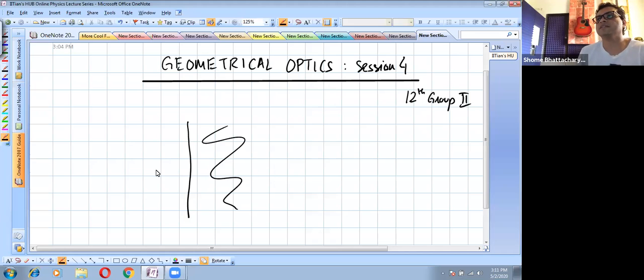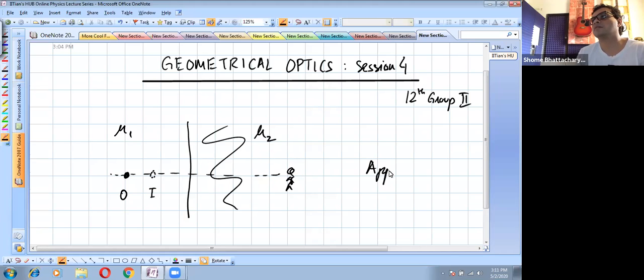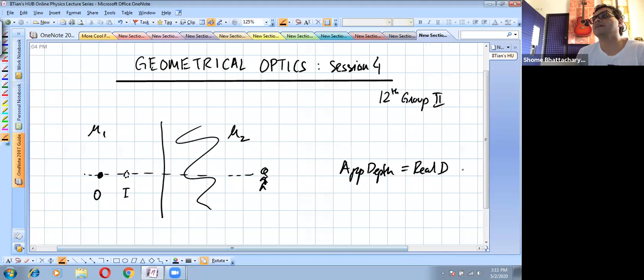We're looking at refraction at a plane surface, and this medium is mu2 and this medium is mu1, and we have an object in this medium, let's say, and we have an observer in this medium who's viewing it normally. Then we saw that the position of the object appears to be something like this, where the apparent depth is equal to real depth divided by refractive index of medium 1 with respect to medium 2.